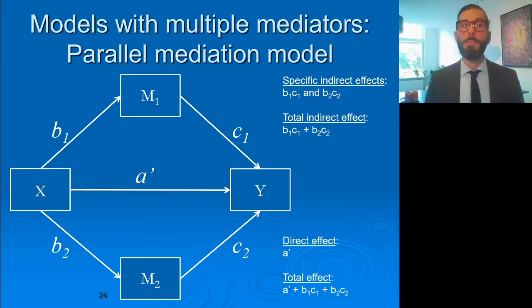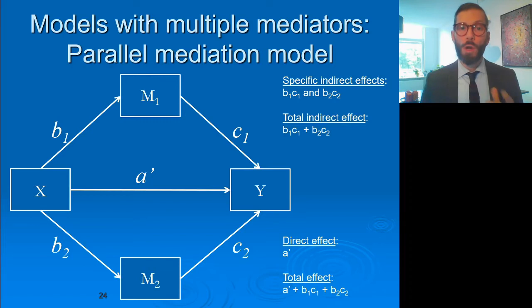Now we can use the same path multiplication procedure to get specific indirect effects for the effect that goes through the first mediator and through the second mediator. To get the first specific indirect effect, we can multiply B1 with C1. To get the second specific indirect effect, we can multiply the effect B2 with C2. If we want to know the total indirect effect, we can add B1 times C1 plus B2 times C2. That gives us the total indirect effect of X on Y.